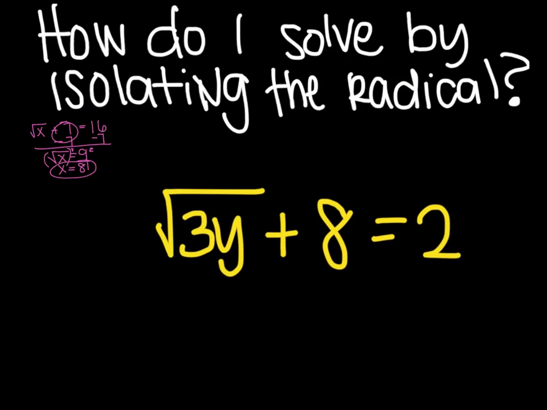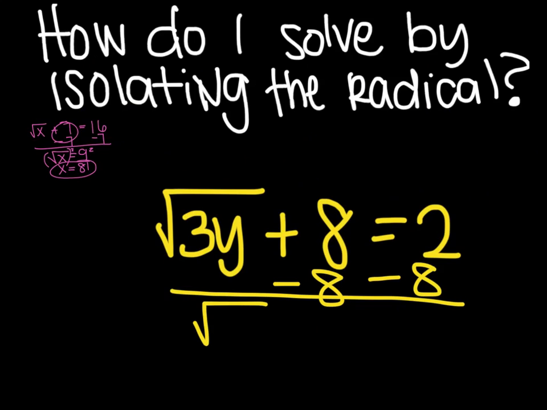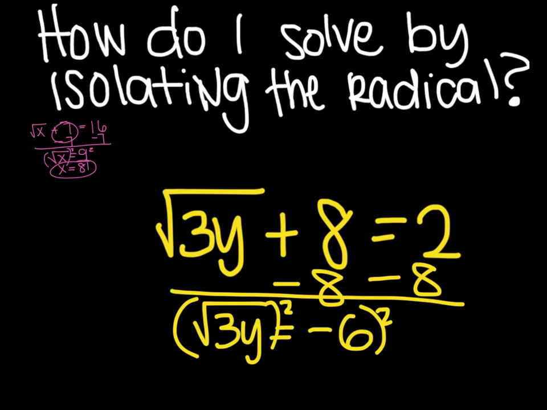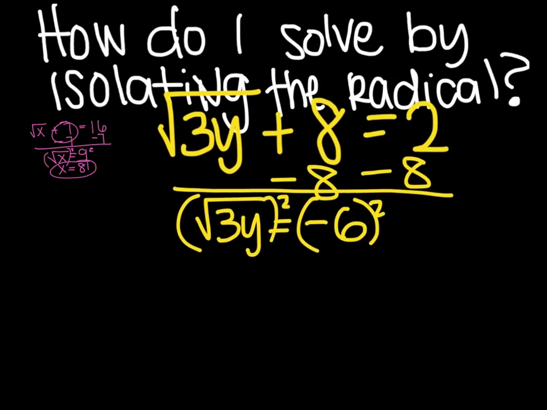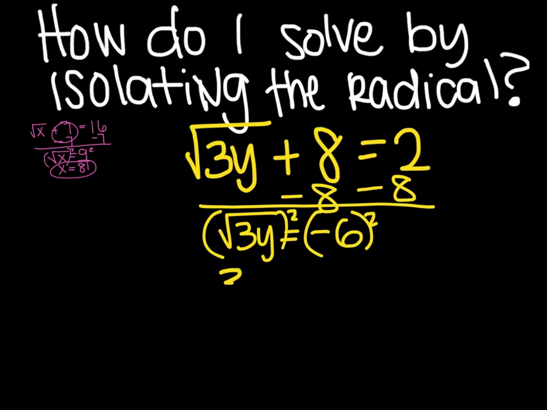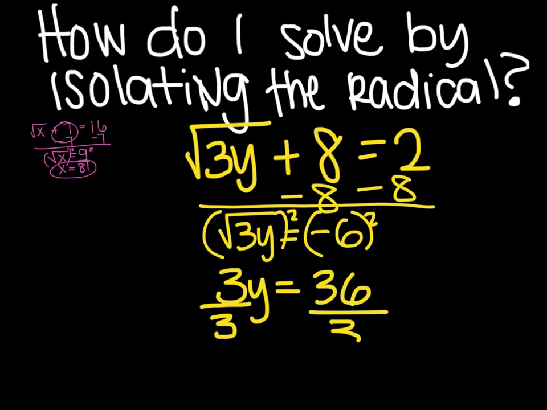Another type of problem you might see will look like this. So same type of format, you're going to try to isolate the variable. So what you're going to do is subtract 8 on each side, and then you're left with the square root of 3y equals -6. Then you're going to square each side to get rid of the radical. So I'm left now with 3y equals 36. Then you're going to divide by 3 on both, and you get y equals 12.